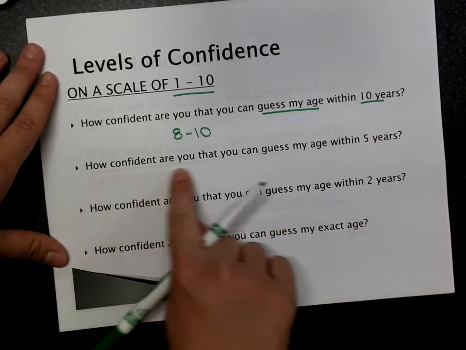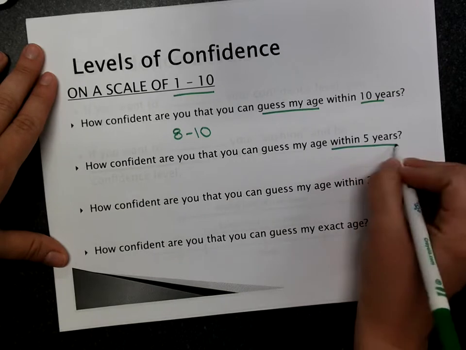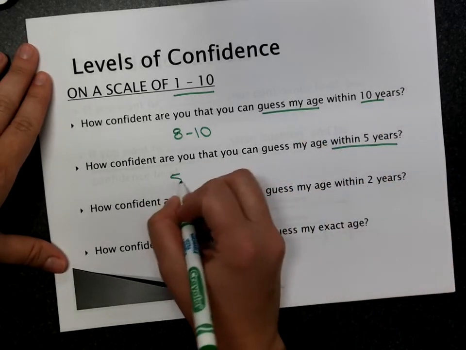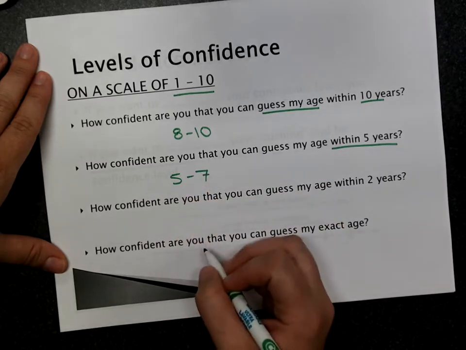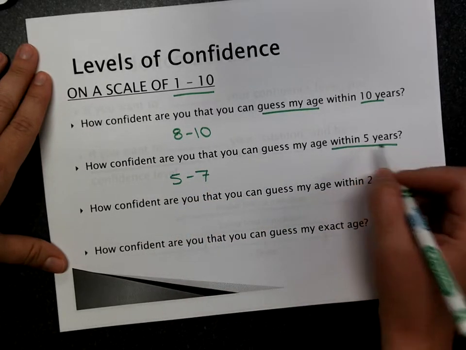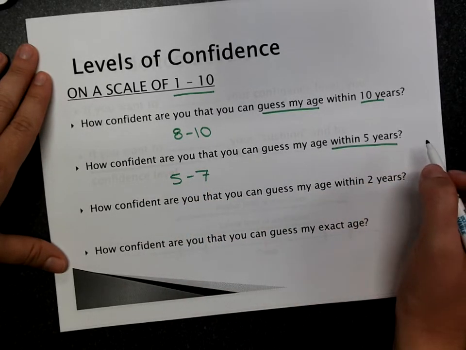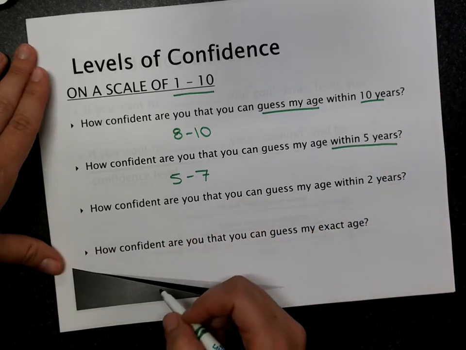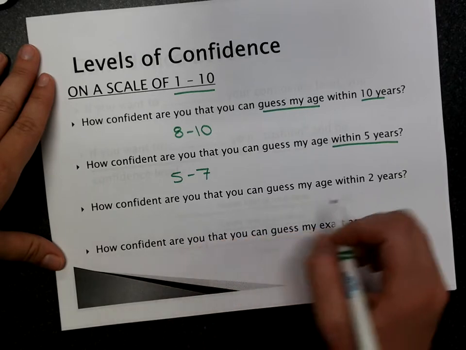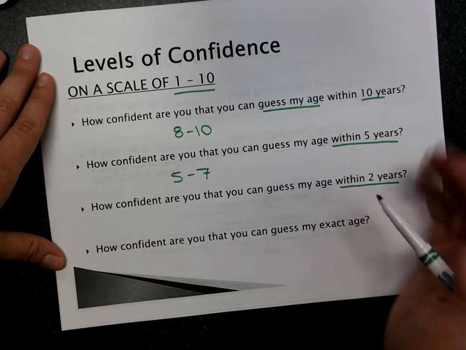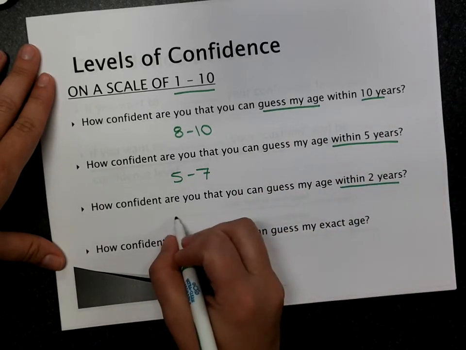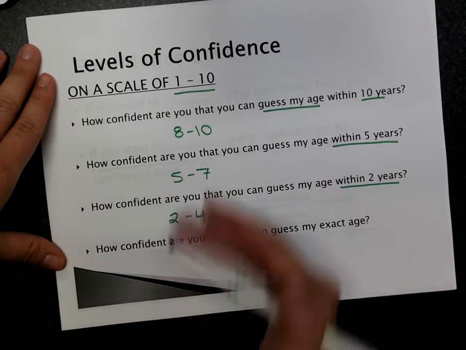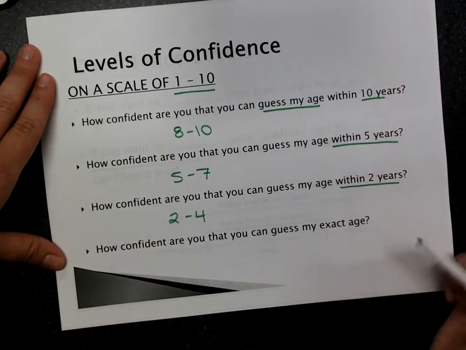What if I wanted you to guess my age within 5 years? So I want you to be more precise. That 8 to 10 range generally goes down to about a 5 to 7. You're less confident that you can guess my age within 5 years. I'm giving you a smaller cushion, a smaller window, so your confidence has gone down. How confident are you that you can guess my age within 2 years? Again, most students' confidence goes down even further, somewhere between a 2 and a 4. They're getting less confident as I'm decreasing that cushion.